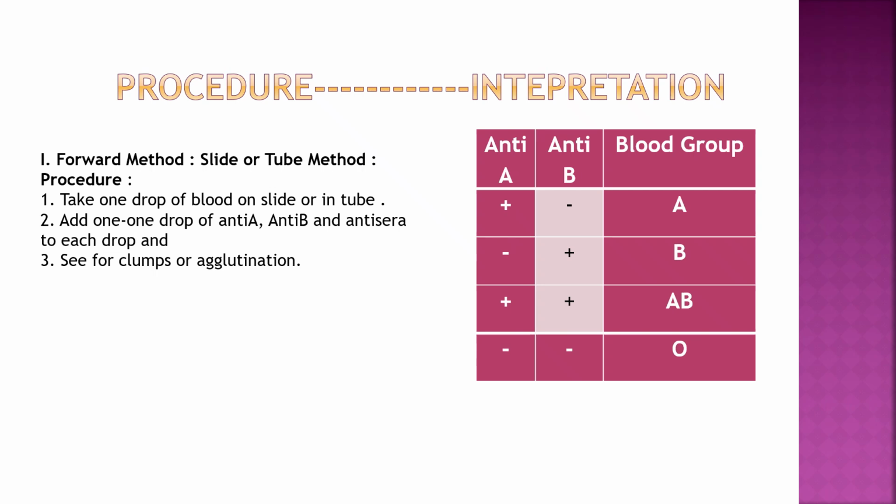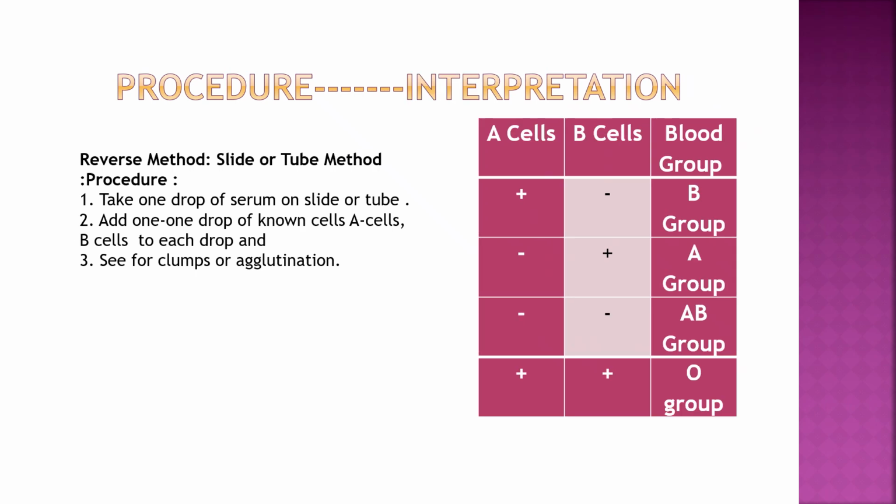If clumps are present in anti-A and no clumps in anti-B, then it is A group. If clumps are present in anti-B and no clumps in anti-A, it is B group. If clumps are seen in both anti-A and anti-B, then it is AB group. And if no clumps are seen, it is O group. O group means no antigen.